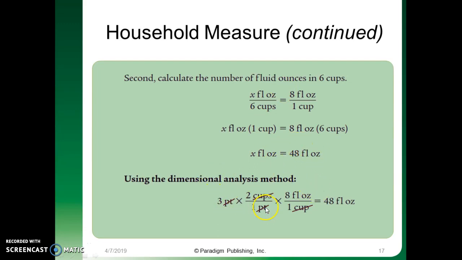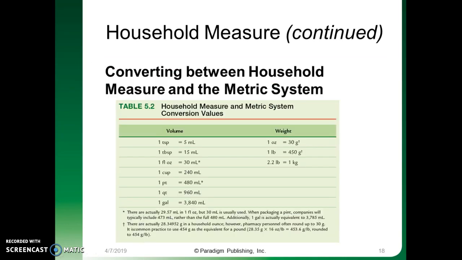So using dimensional analysis again, you only do one problem and you're just cross multiplying. So 3 pints, 2 cups in 1 pint, 8 fluid ounces in 1 cup. So fluid ounces again is always on top as the numerator. They cancel each other, so 3 times 2 times 8 is equal to 48 fluid ounces.